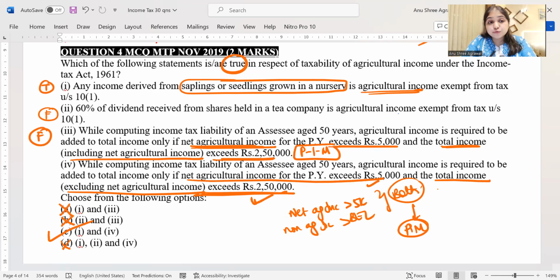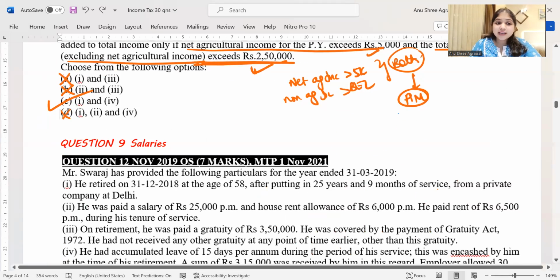Yes, this was an MCQ for you. So for the MCQ, the final answer is fine. But through this MCQ, we have ended up discussing a little bit about agricultural income and a little bit about the partial integration method. Can I proceed? Can we go to the next question?